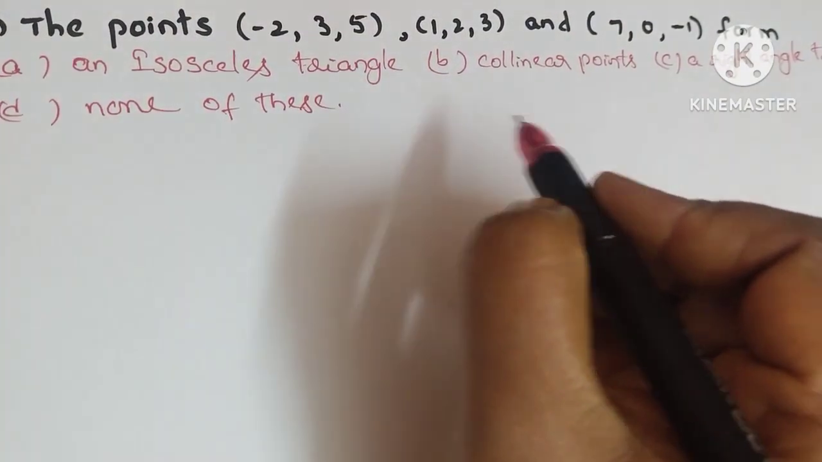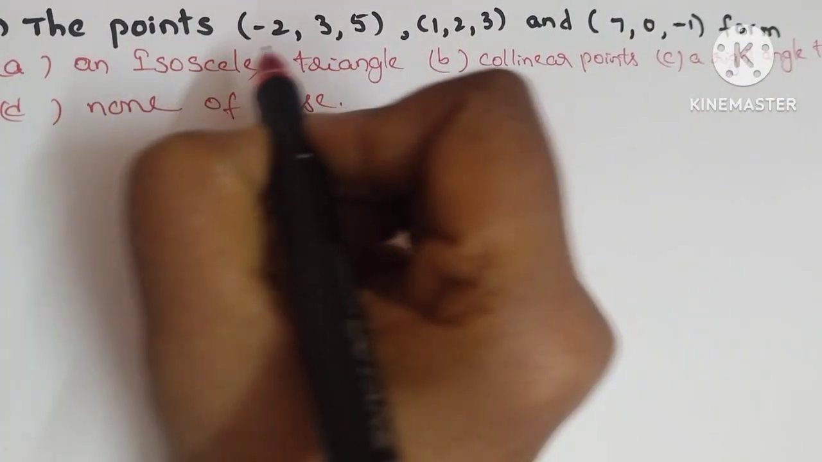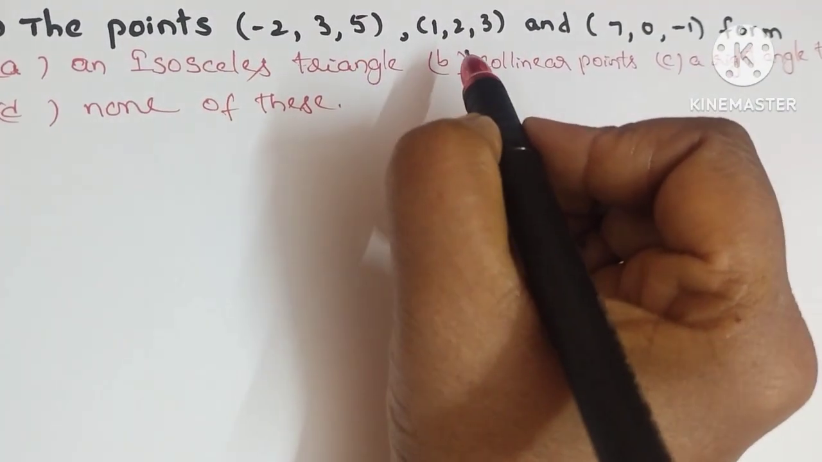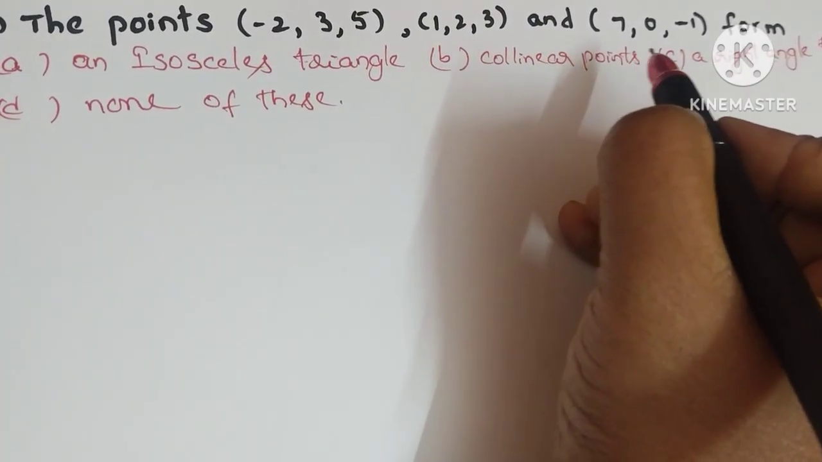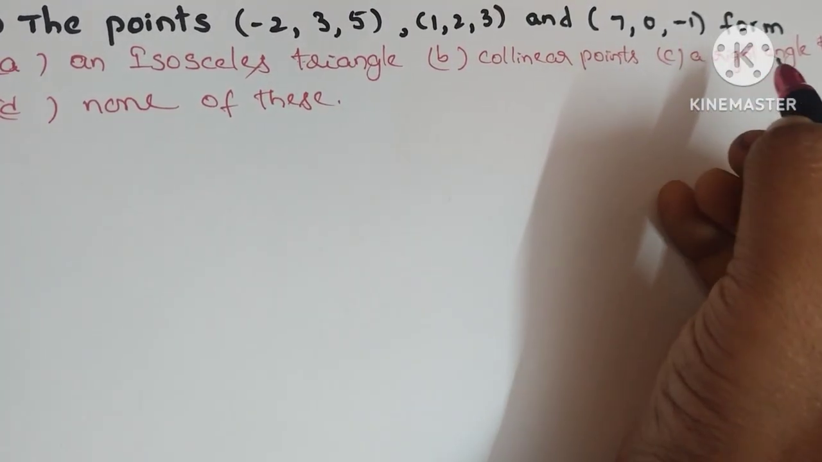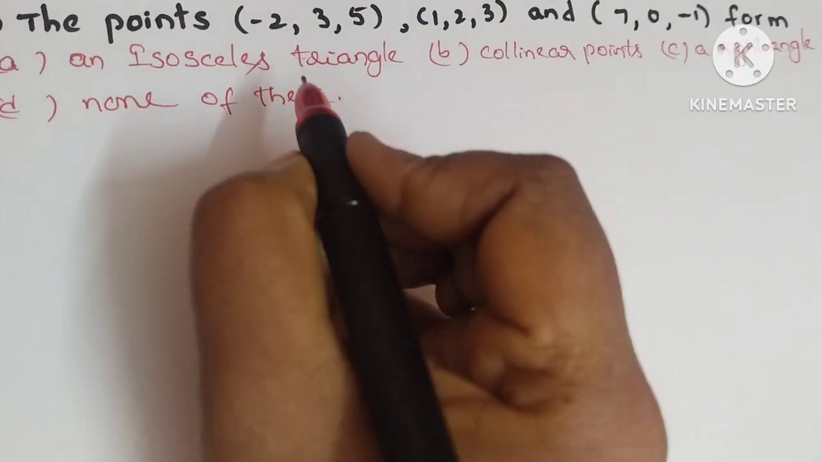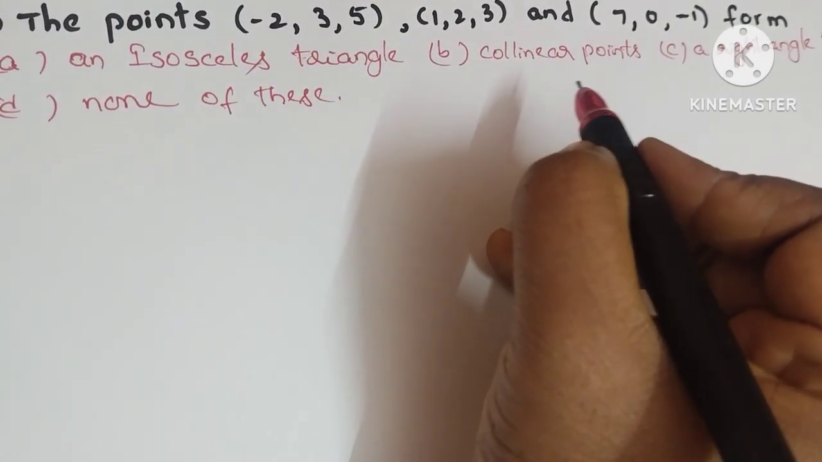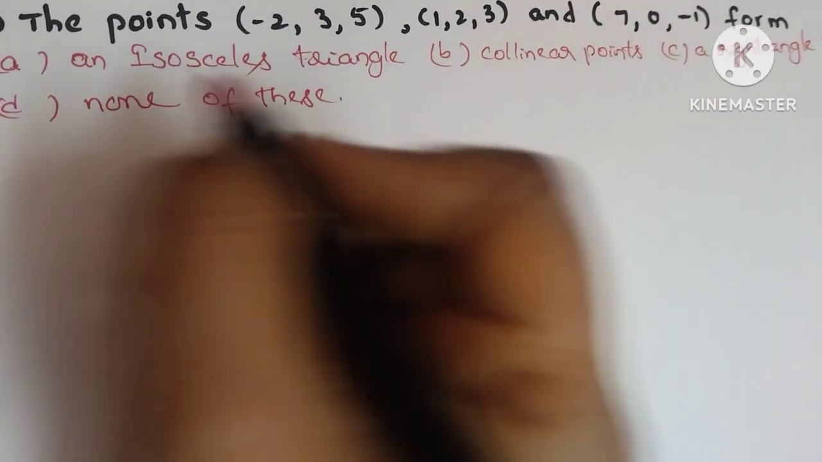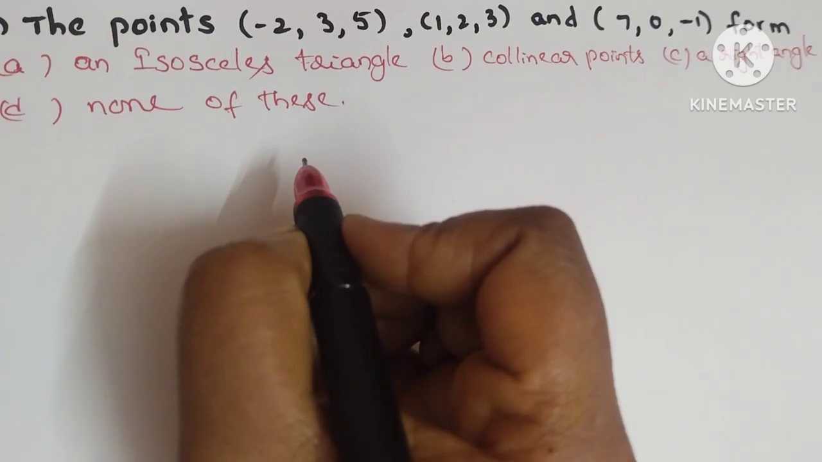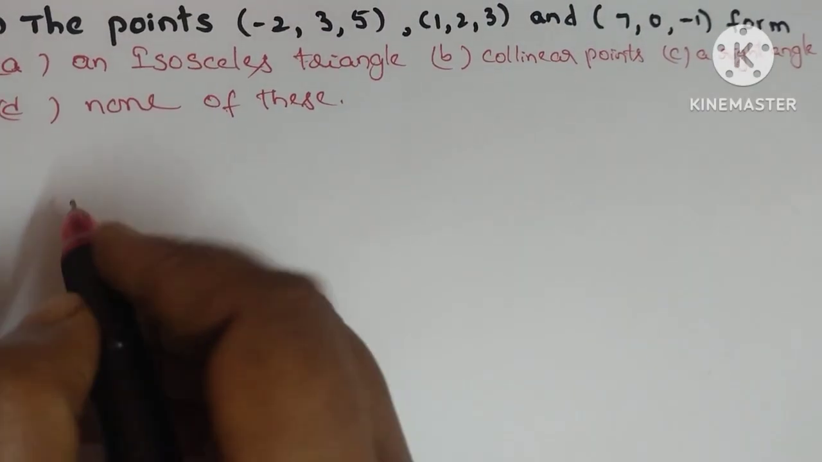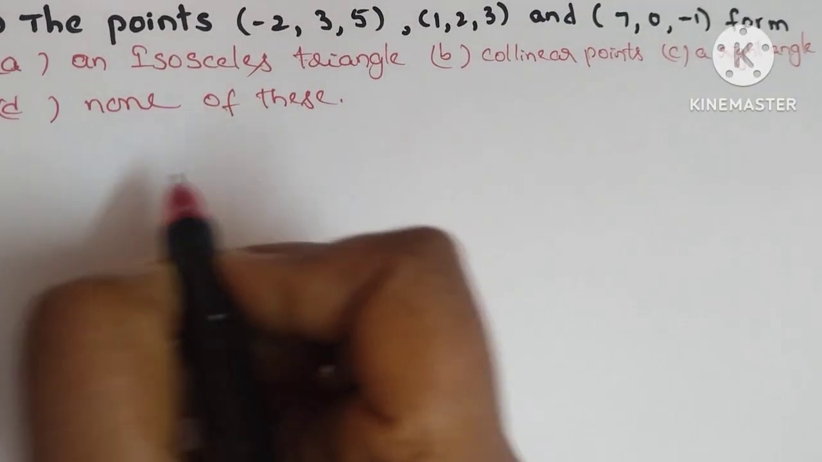Now we solve the problems. The first problem is: the points (-2, 3, 5), (1, 2, 3) and (7, 0, -1) form option A, an isosceles triangle, option B, collinear points, option C, a right angle triangle, option D, none of these. Now let us check which option is correct.